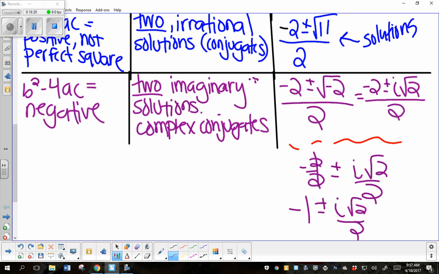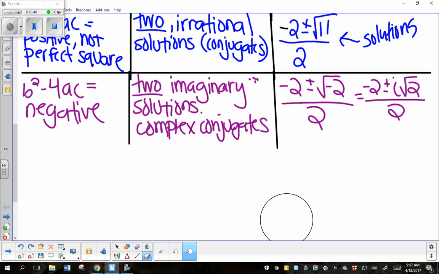You don't have to. I'll let you guys leave your answer like that, unless it says write it in the form a plus bi, which I was a little lenient on the test and I didn't take off for that. But next time we will. All right, so let's do some examples. That was a lot of notes.